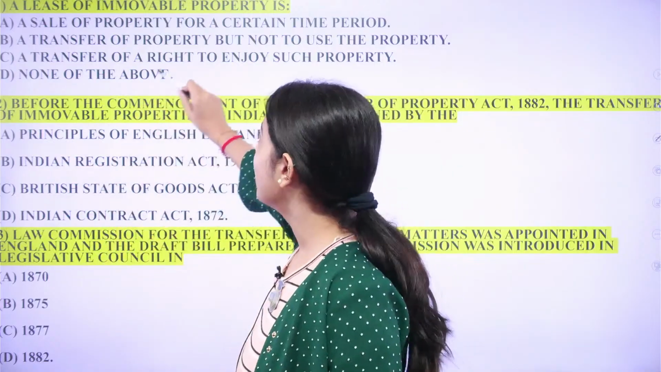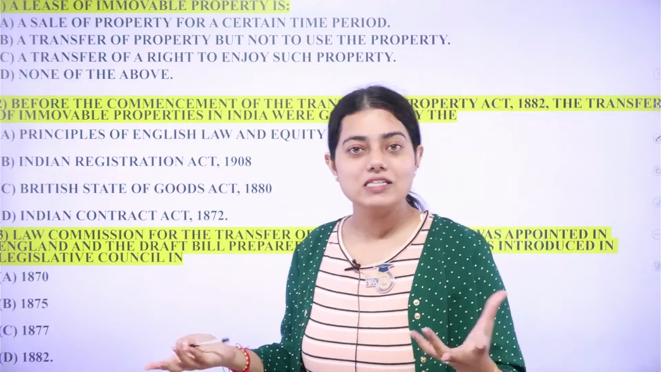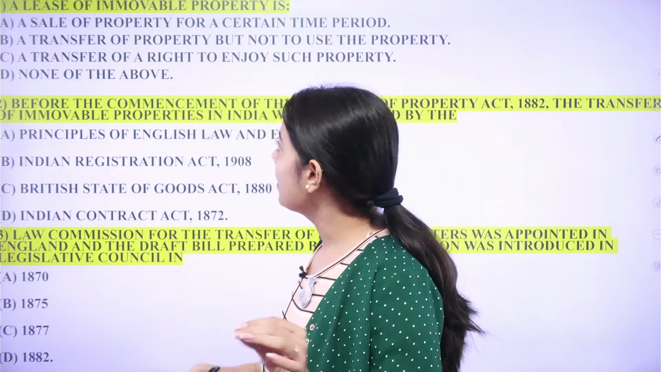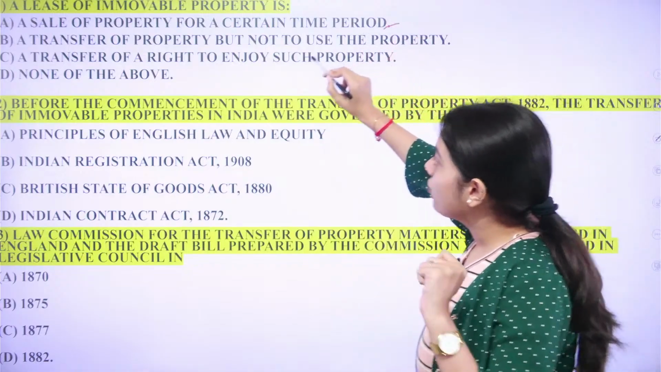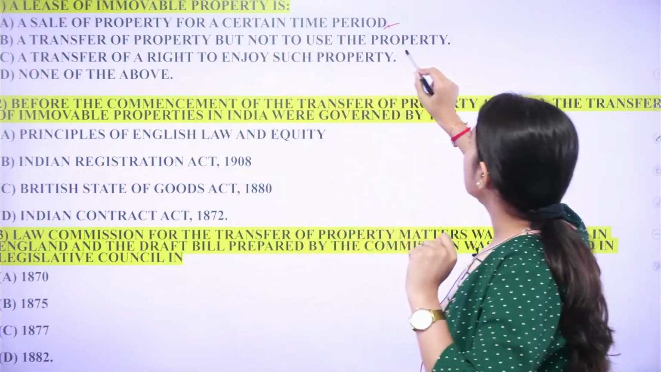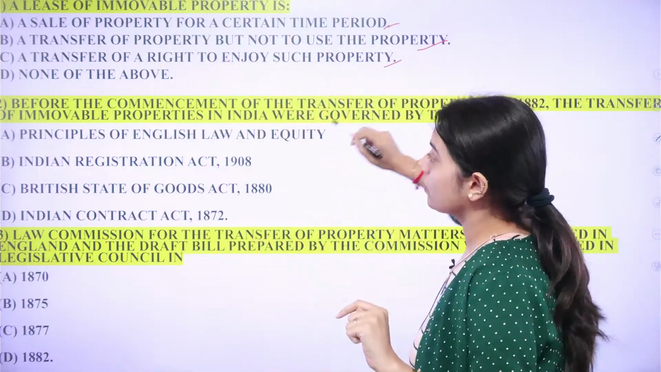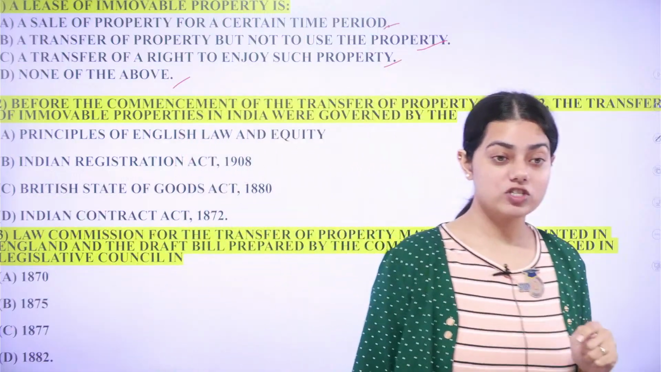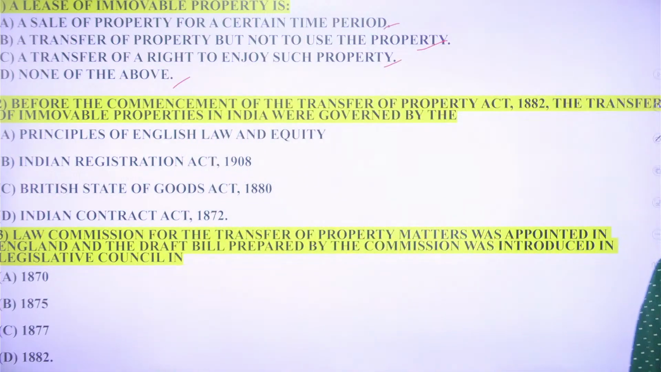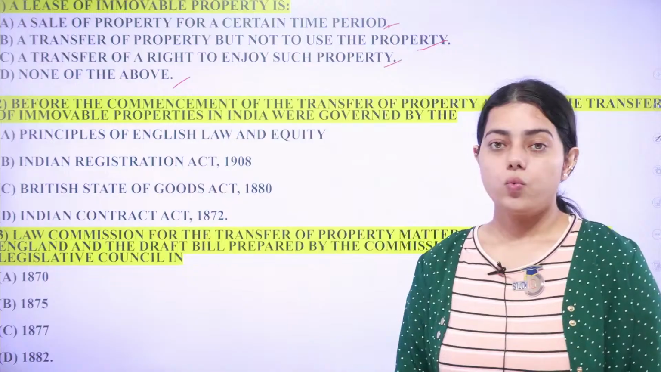Question number 1. A lease of immovable property. What is a lease of immovable property? Option A, sale of property for a certain time period. Option B, a transfer of property but not to use the property. Option C, a transfer of right to enjoy such property. Option D is none of the above. I will just move away from the screen a bit so that you can answer these questions. Answer fast. What is lease?